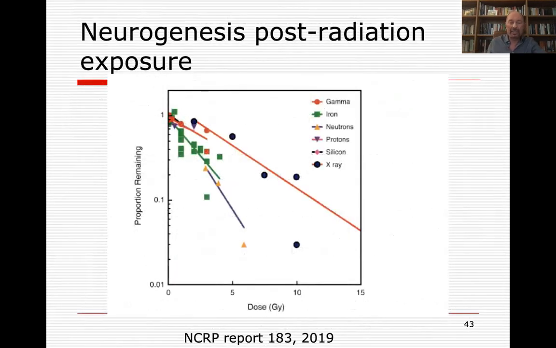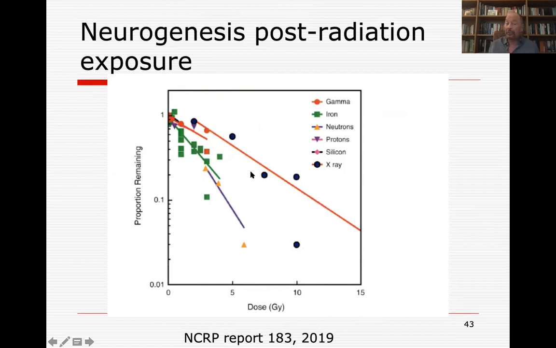It's interesting, you see, this is actually a review of data on neurogenesis post-radiation exposure. So these are generally data obtained in small mice, where you have a lot of generation of new neurons. Now, if you irradiate with different doses, the proportion remaining of neurogenesis decreases, but these are very high doses, though, and you see that the red is gamma rays, the black is X-rays, the high LET radiation is here. This is iron ions here. You see these are neutrons. So there is a strong RBE for neurogenesis.